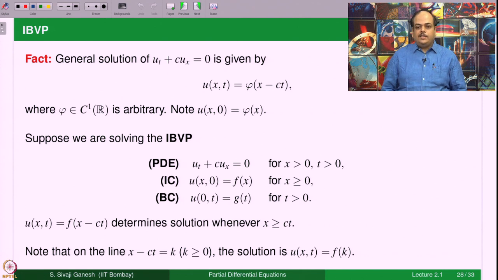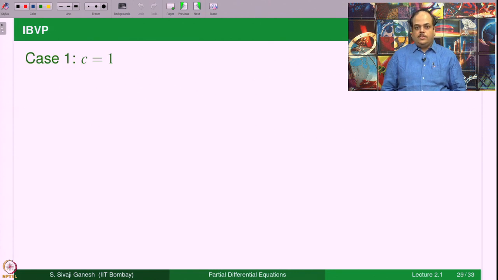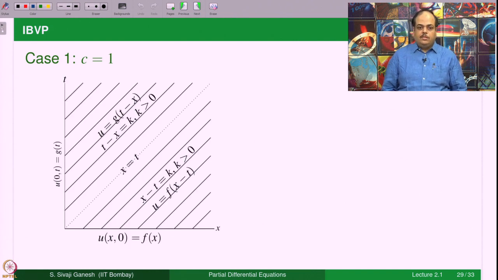Now, on the line x minus ct equal to k, k greater than or equal to 0, the solution u will be constant, it will be f of k. Therefore, this formula applies and u(x, t) equals f of k, it is constant. Now, let us look at the case where c equal to 1, this is the picture. So, this is u(x, 0) equals f(x), this is u(0, t) equals g(t), and the line x equal to t is in dots.